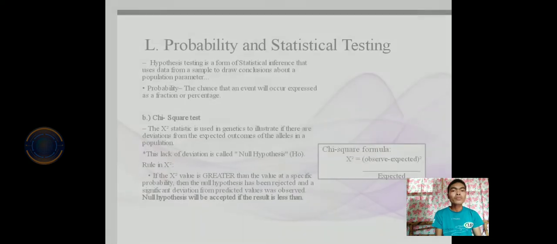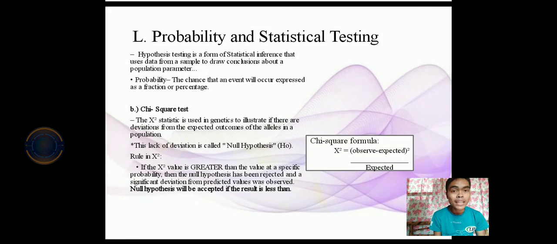Now, we will move on to probability and statistical testing. Hypothesis testing is a form of statistical inference that uses data from a sample to draw conclusions about a particular parameter. What does probability mean? The chance that an event will occur, expressed as a fraction or percentage. Now, we will move into the chi-square test.